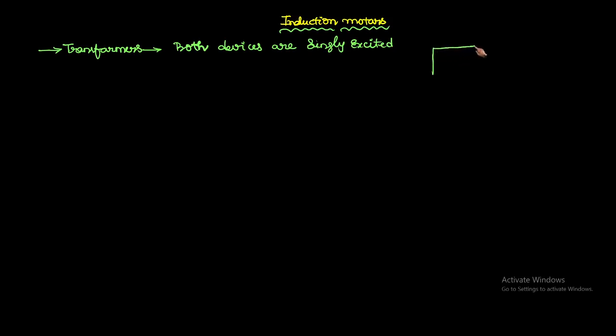If you observe the transformer construction, we have already seen it. It has a primary winding, and we have the secondary winding on the secondary side. But we excite the primary winding side only. We give the supply to the transformer. That is the first similarity.